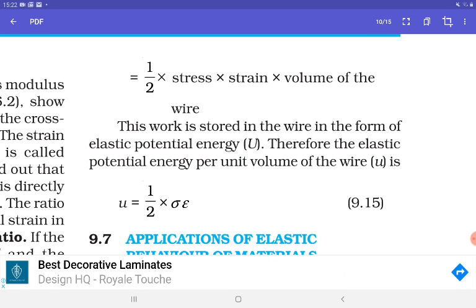This work is stored in the wire in the form of elastic potential energy. Therefore, the elastic potential energy per unit volume of the wire is u equals half into sigma epsilon.